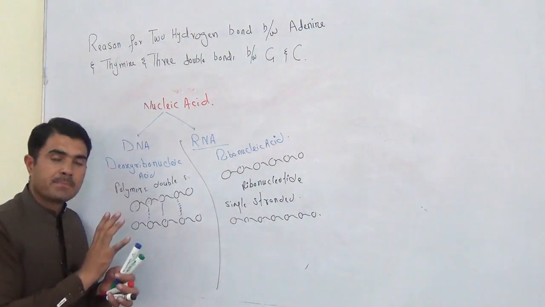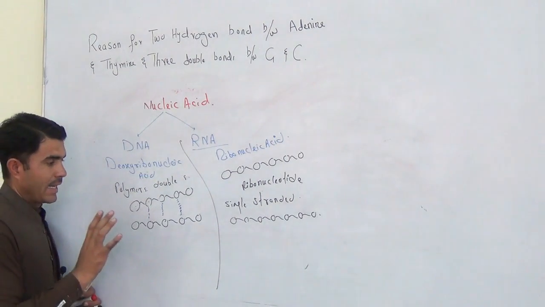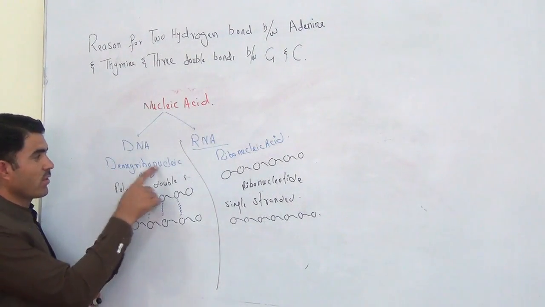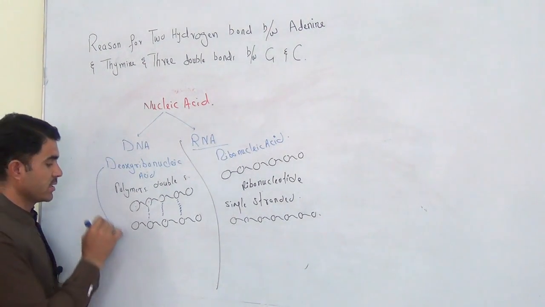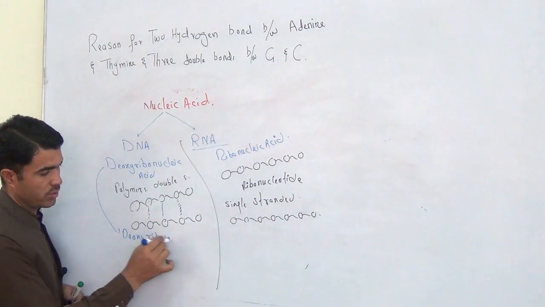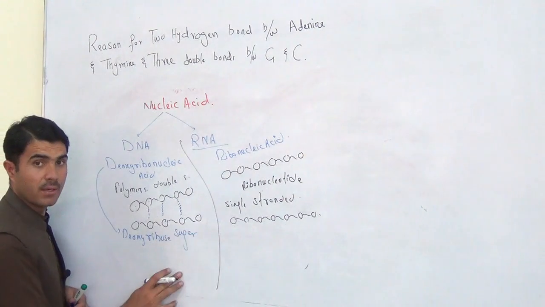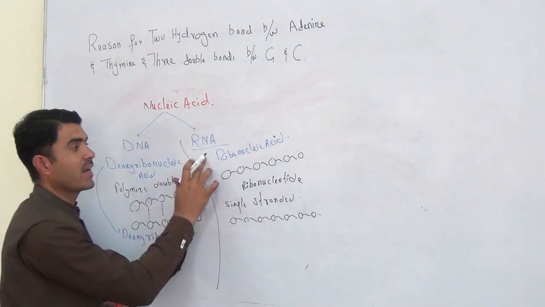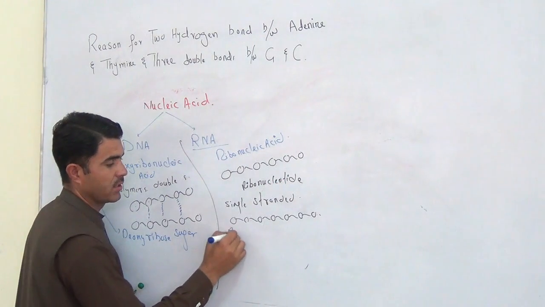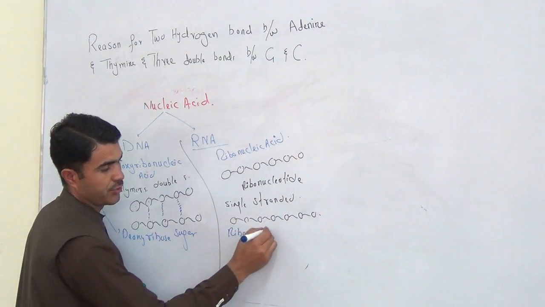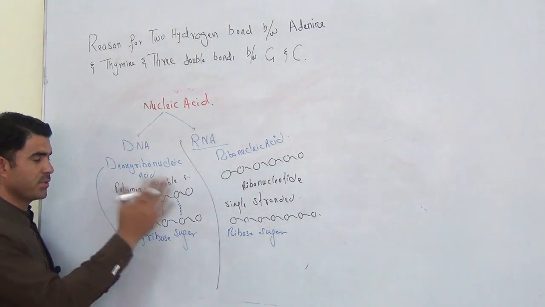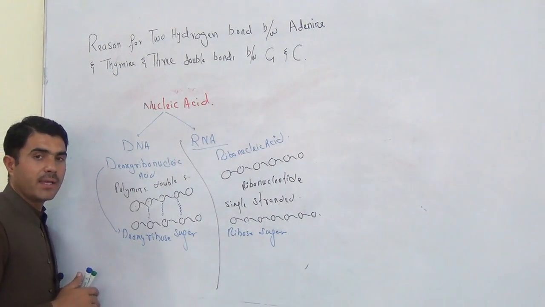if it is deoxyribonucleotide, deoxy, definitely it means DNA contains deoxyribose sugar. And RNA, because it contains ribonucleotide, definitely it contains ribose sugar. So these are the differences, the comparison between the DNA and RNA.